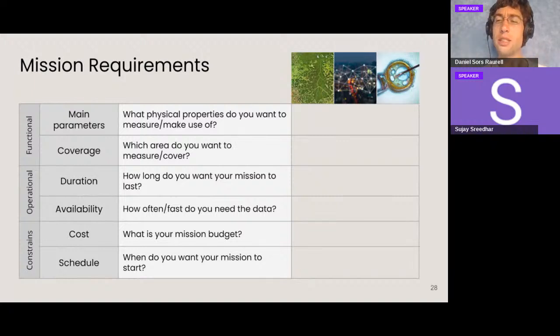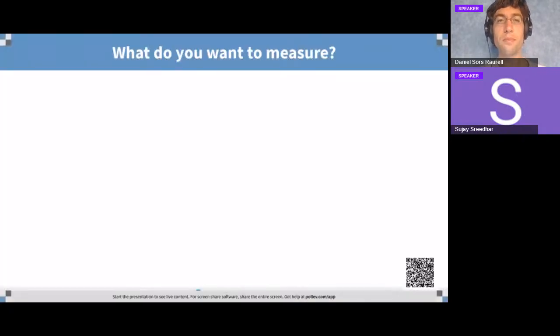So, let's put some parameters here. Let's put it at the end of next year. We will be launching our mission with a $500,000 budget and the durations I was saying. So I'm going to ask you to answer at least 3 of these requirements that I was showing.